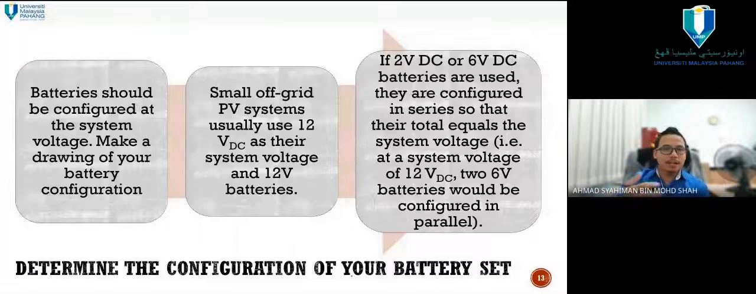Configuration of your battery set. The battery should be configured at the system voltage. Make a drawing of your battery configuration. For a small-scale PV system, usually remember most cases are 12 volt DC. This is for household or simple level. But if 2 volt DC or 6 volt DC batteries are used, they are configured in series so that the total equals 12 volts.